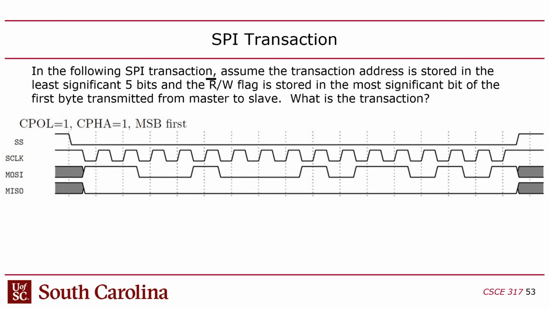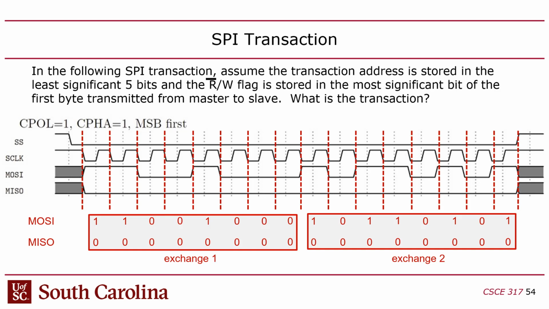Well, that's 2 cycles, right? I think 1, 1. And that's 2 cycles, 0, 0, and that's 1 cycle, 1, right? But I find that it's easier to mark it up. So I'll put these little lines here to separate the cycles, and then I'll translate MOSI and MISO into bit patterns. So now I have exchange 1 and exchange 2.